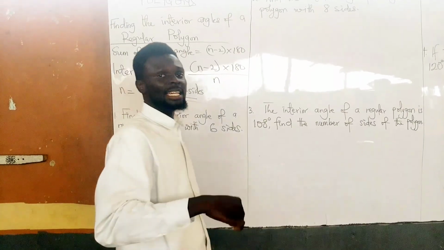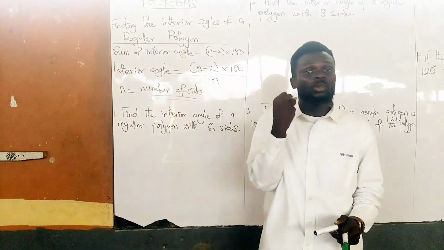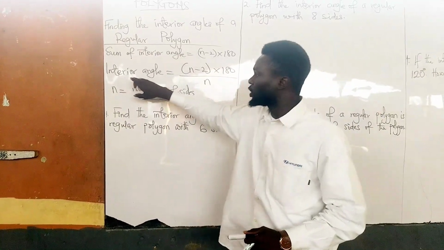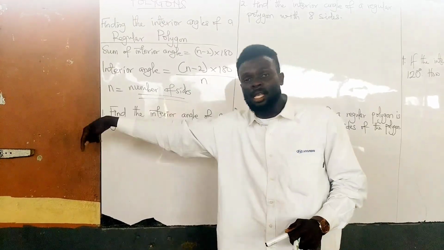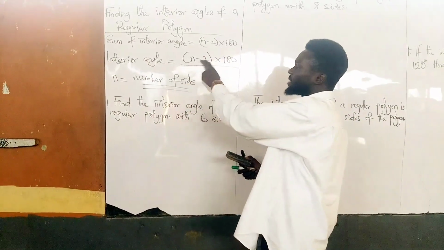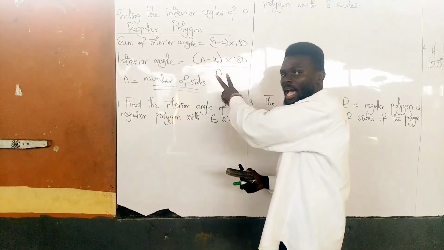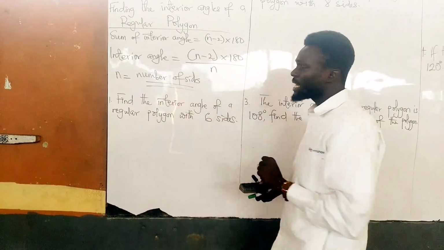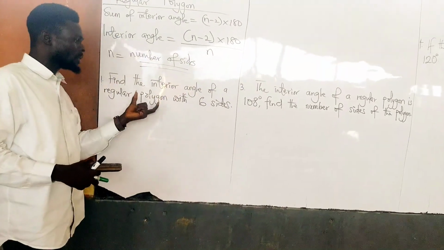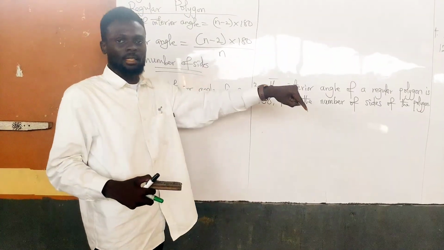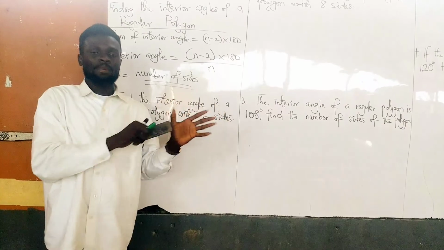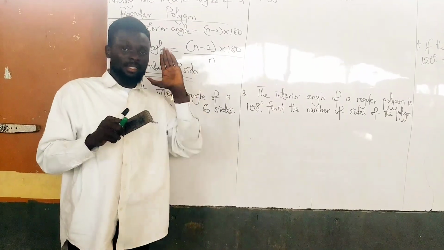So in calculating the interior angle of a regular polygon, bear in mind, a regular polygon has each of the interior angles the same. So if I am calculating the interior angle, I will divide the sum by the number of sides, which is the n. So let's take the first example. Find the interior angle of a regular polygon with 6 sides. You are calculating the interior angle of that particular polygon having 6 sides.